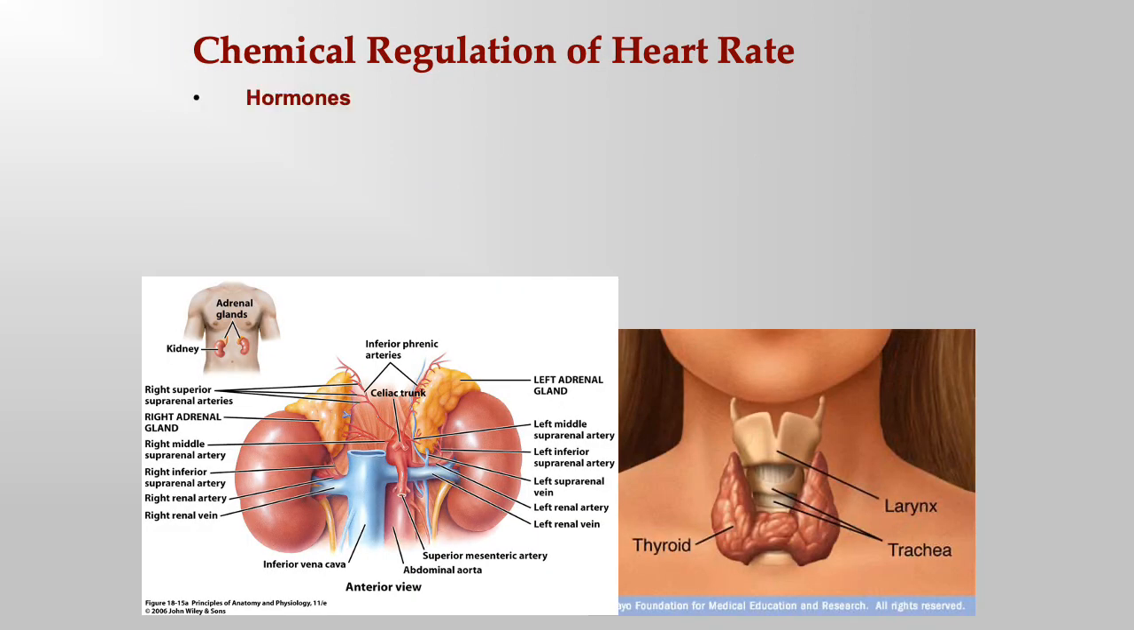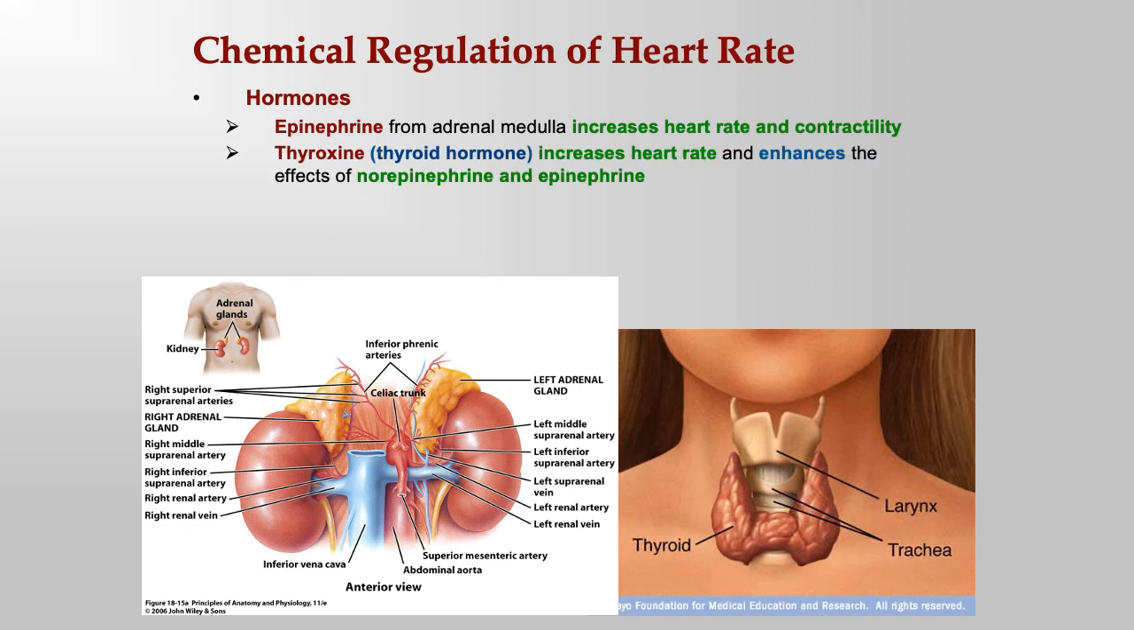So, chemical regulation of the heart: hormones. Epinephrine from the adrenal medulla increases heart rate and contractility because it works on beta-1 receptors. Thyroxine, which is thyroid hormone, increases heart rate and enhances the effects of norepinephrine and epinephrine. When we talk about the endocrine system, we're going to talk a lot about thyroxine. Thyroxine is a very powerful hormone in the body. It has a lot of effects.